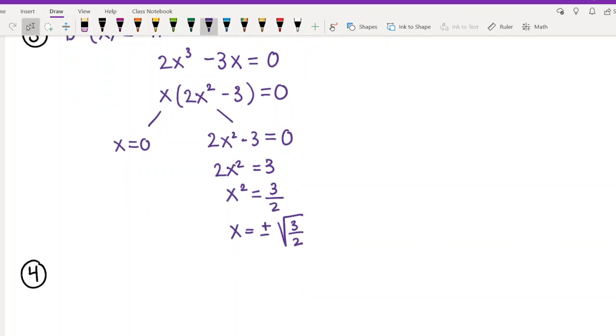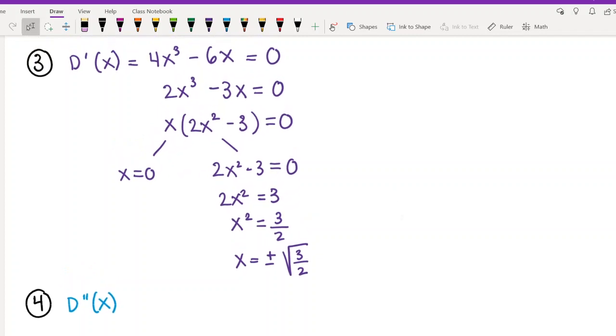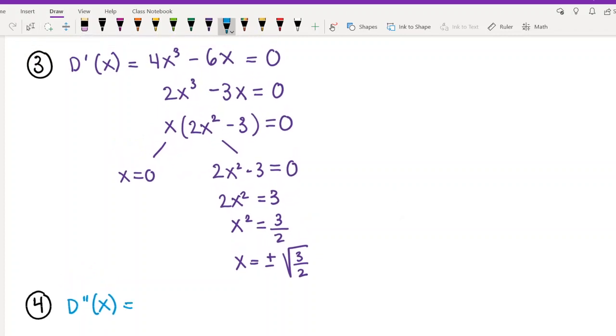Sorry, I can't seem to get them to stay on the page in the same place, or to both be on the page at the same time. Let me try one more time. Okay, there we go. So the second derivative is going to be 12x squared minus 6.